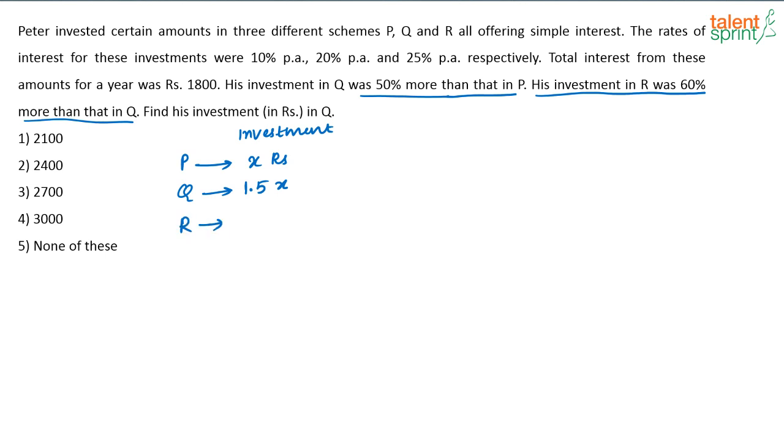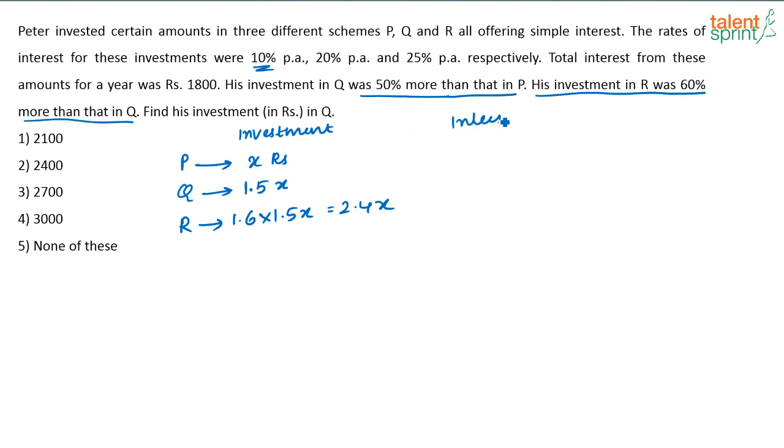So, how much is he investing in R? 1.6 into 1.5x, which is nothing but 2.4x. 15 into 16, 240, correct? So, 2.4x is what he is investing in R. Now, what is the rate of interest in these investments? If you look at P, the rate of interest is 10%.